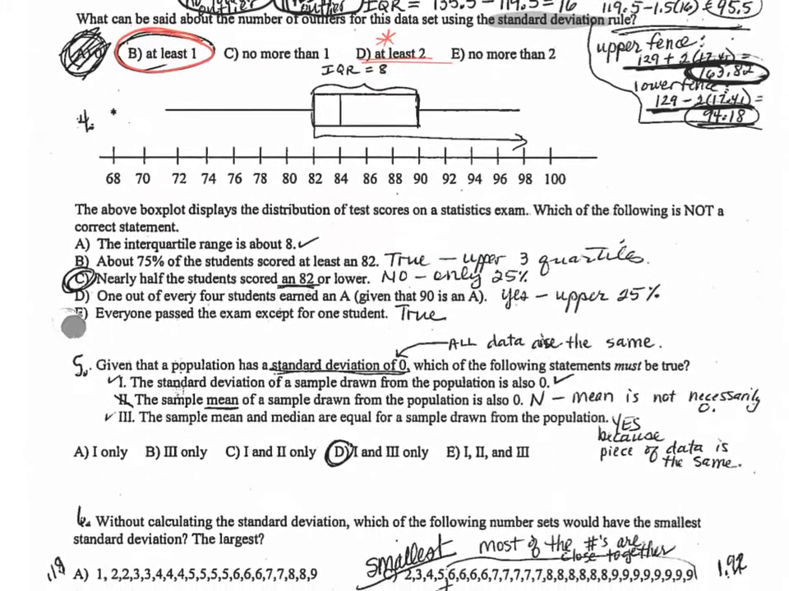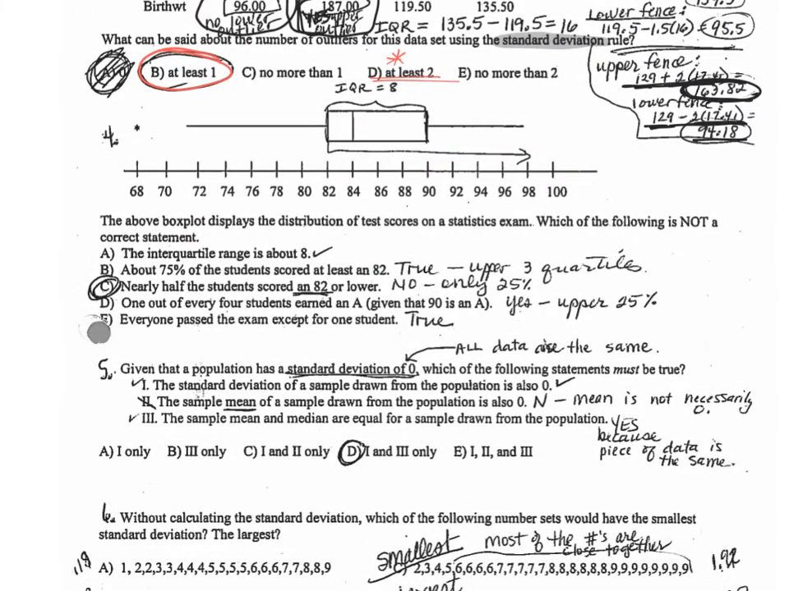All right, so this next one, number 4. The thing that you need to remember about that is that each quartile contains 25% of the data. So in order to answer these correctly, you have to know that because, for example, B says about 75% of the students scored at least an 82. Well, if you look at this 82, these 3 upper quartiles would make 75% of the data. So B is true.